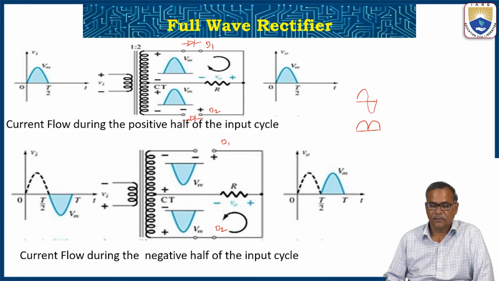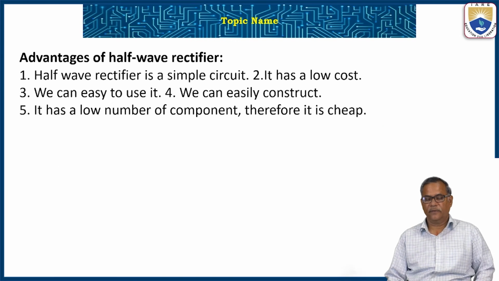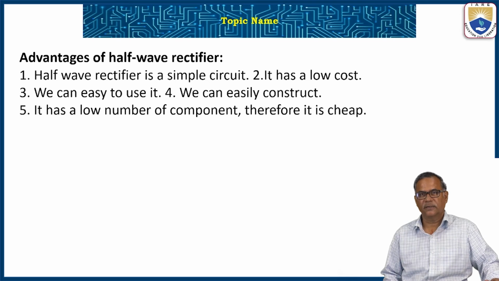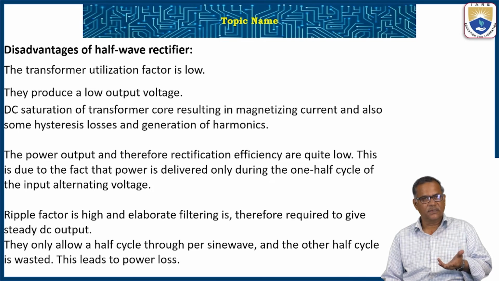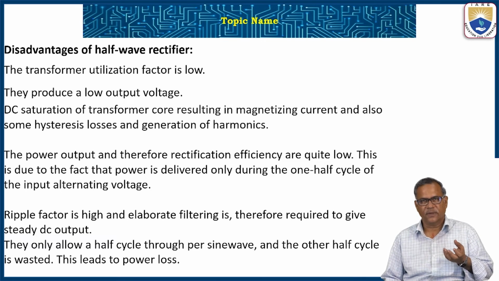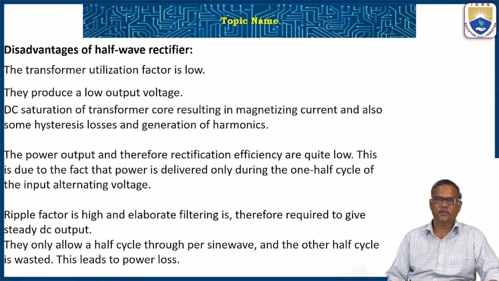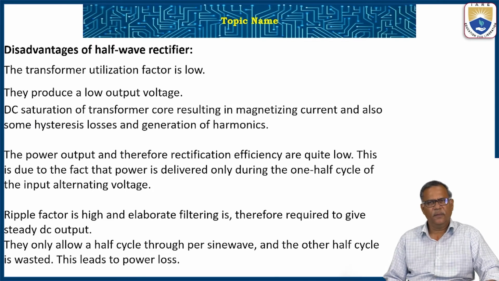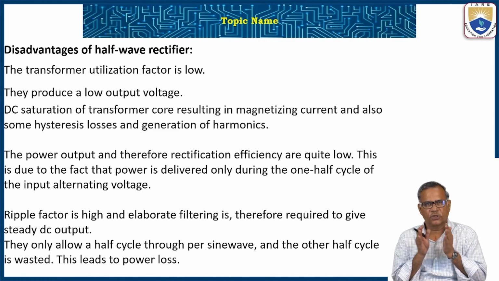Now let us summarize what we have discussed. The main advantages of the half wave rectifier are that it is a simple circuit, low cost, and very cheap. The disadvantages, as we have discussed and seen, are that the transformer utilization factor is low with a low output voltage, and it also causes DC saturation of the transformer. The power output and the rectification efficiency are also quite low, and the ripple factor is very high. That means the output is not smooth.